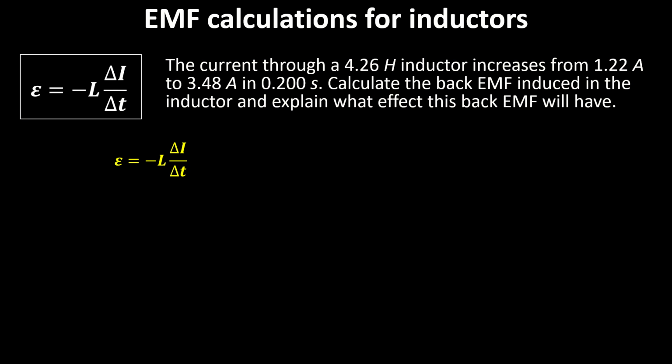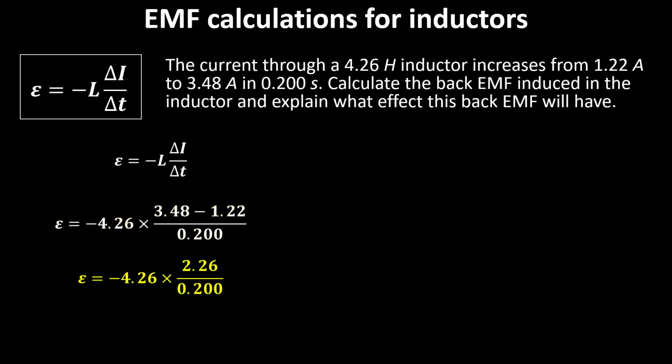So if we're just going to apply Faraday's law, and we just plug in the numbers, okay? It's minus the inductance, which is 4.26 Henrys. The final current was 3.48 minus the initial current, 1.22, to find the change in current, because remember it's the change in current we need, and that took 0.200 seconds. So it gives us a change in current of 2.26 amps, and that gives us an induced back EMF of 48.1 volts, okay? And that 48.1 volts will be acting against the increase in current, okay?